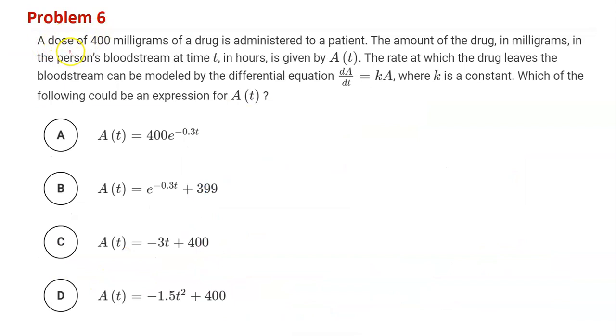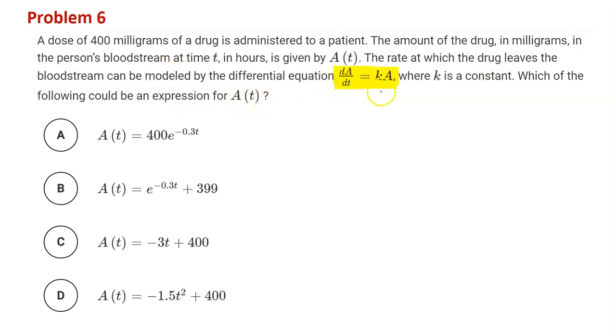Problem 6. A dose of 400 milligrams of a drug is administered to a patient. The amount of the drug in milligrams in the person's bloodstream at time t in hours is given by A of t. The rate at which the drug leaves the bloodstream can be modeled by the differential equation dA/dt equals k times A, where k is a constant. Which of the following could be an expression for A of t?